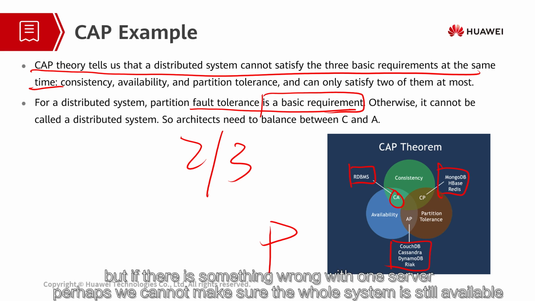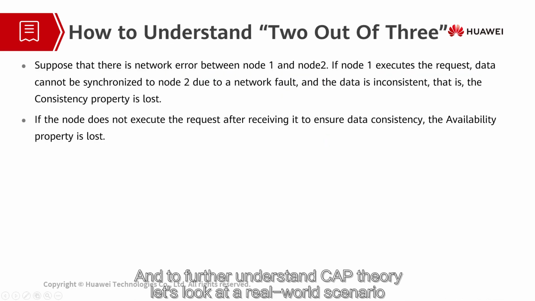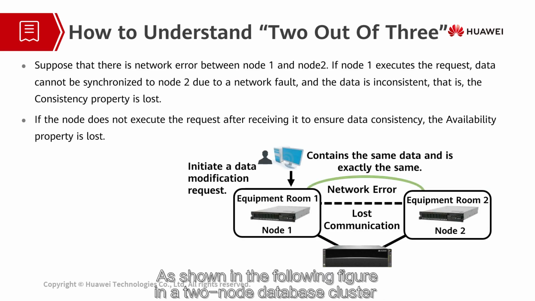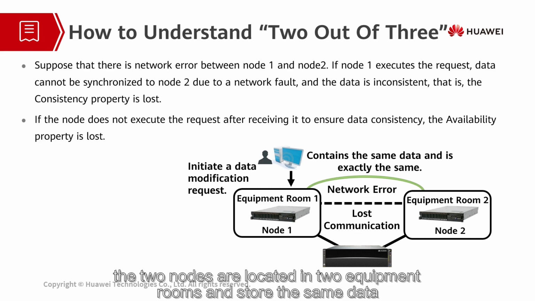But if there is something wrong with one server, perhaps we cannot make sure the whole system is still available. And to further understand CAP theory, let's look at a real-world scenario. As shown in the following figure, in a two-node database cluster, the two nodes are located in two equipment rooms and store the same data.